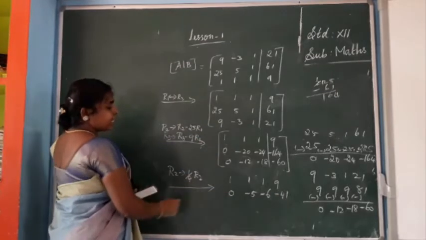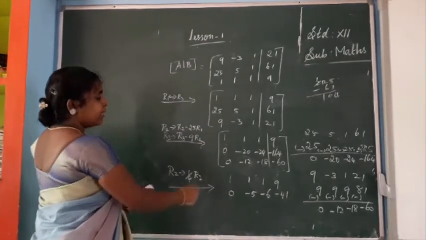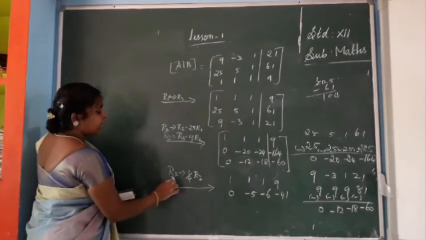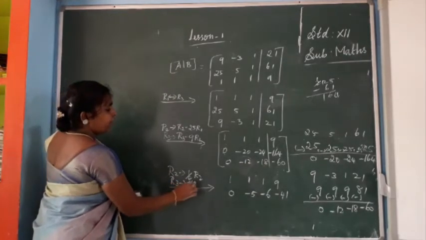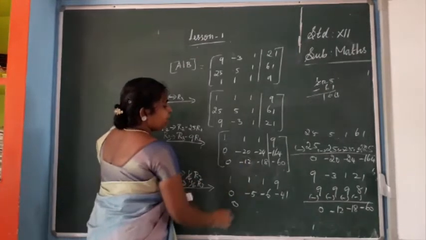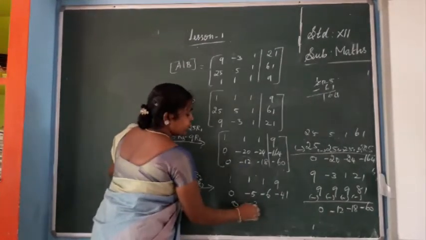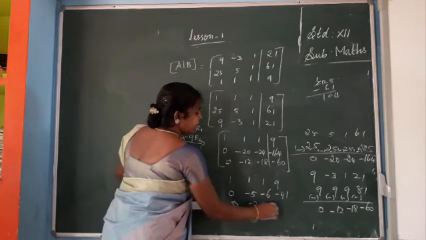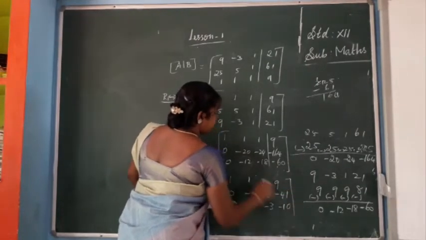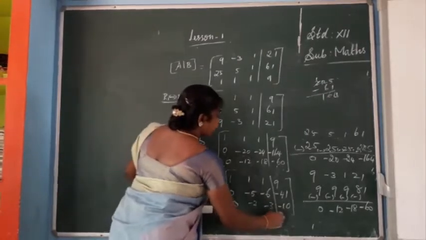Okay. Next, the third row also I am going to change. Here all the values are multiple of 6. So R3 gives 1 by 6 into R3. Okay, 0. You divide, minus 2. 2 6s are 12. Okay, next here 3 6s are 18. Here 10 6s are 30. Sorry, 60. Okay.